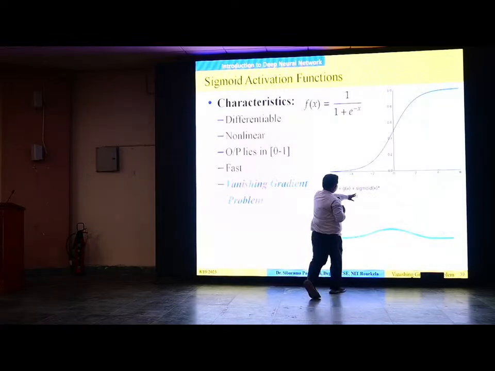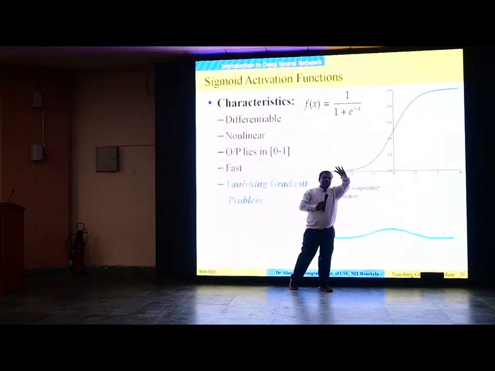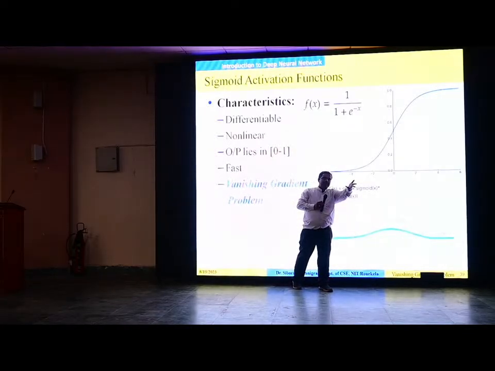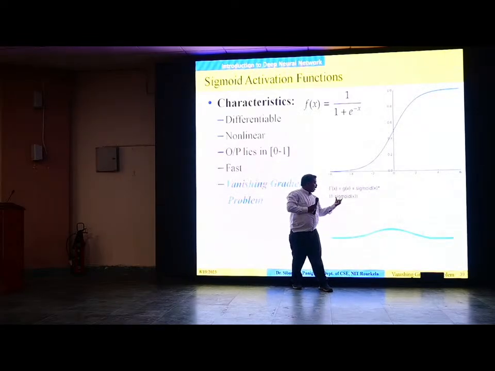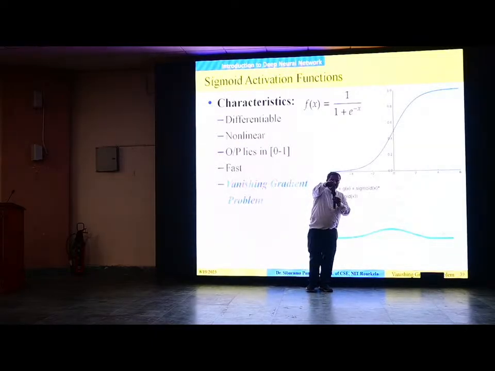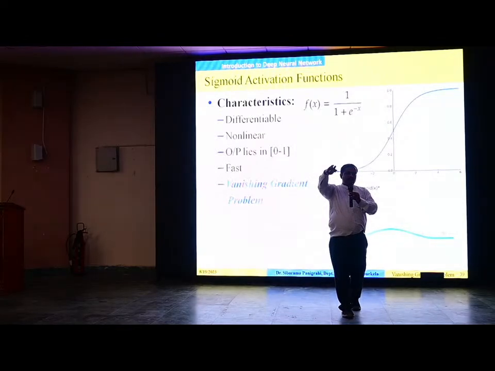Sigmoid(x) × (1 − sigmoid(x)). Sigmoid(x) lies between 0 to 1. 1 − sigmoid(x) will also lie between 0 to 1. A value between 0 to 1 multiplied with another value between 0 to 1 will be much smaller. Yes or no? So now you see ∂L/∂f is a small value.